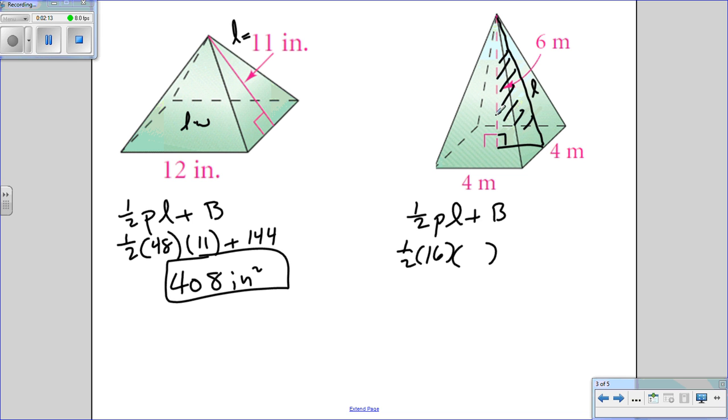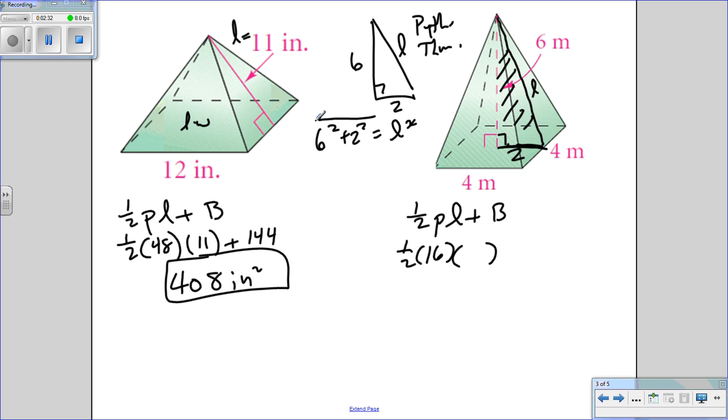So I'm going to take that right triangle and look at it separately. That's 6. This is the slant height. Down here would be half of the side, which is 2. And now we're going to use Pythagorean theorem. So that's going to be 6 squared plus 2 squared equals L squared. We're going to square root that, and we end up getting the square root of 40. So I'm going to leave that as the square root of 40, so I don't have to copy down all those decimal places. Area of the base, that's going to be length times width, and that would be 16. And when we calculate that out, we get 66.6 meters squared.